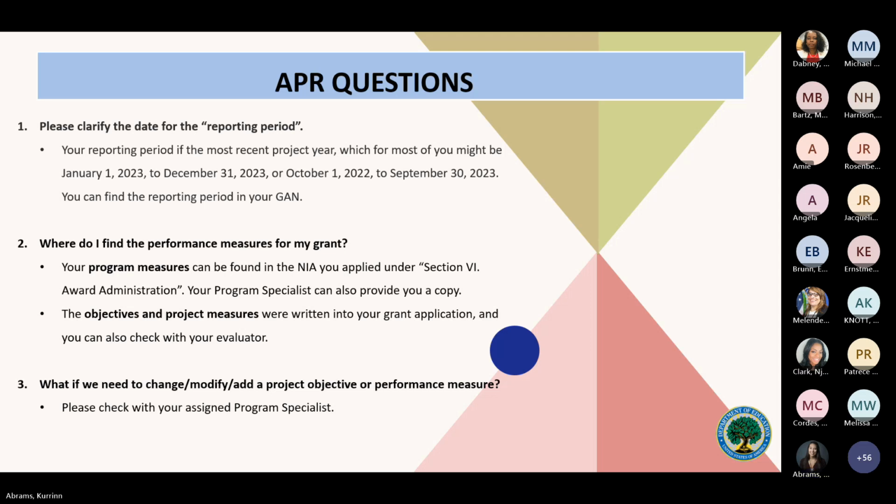You're welcome. Alrighty, where do I find the performance measures for my grant? So the program measures that I mentioned earlier are found in your notice inviting applications under the section Award Administration. Your program specialist can also provide you a copy if you need access to it. You would also want to report on the objectives and performance measures that you wrote into your grant application, which are your project-specific measures. So again, I recommend working with your evaluator or your institutional research office to make sure that you have all that data to provide in the report.